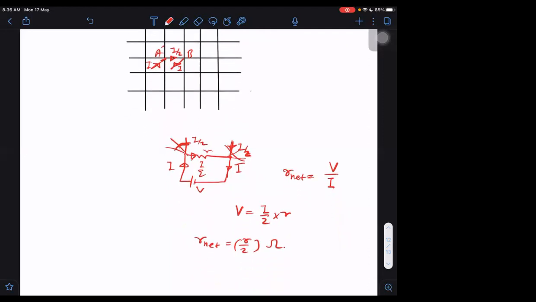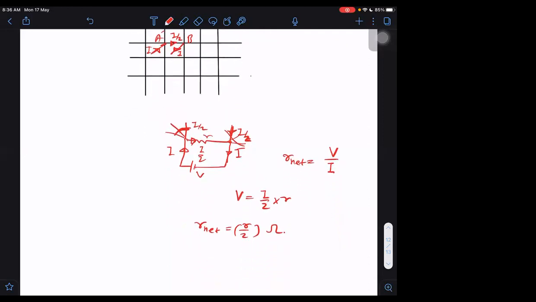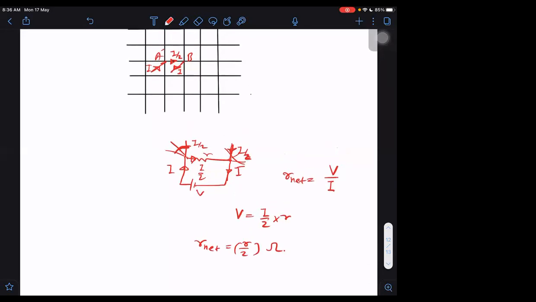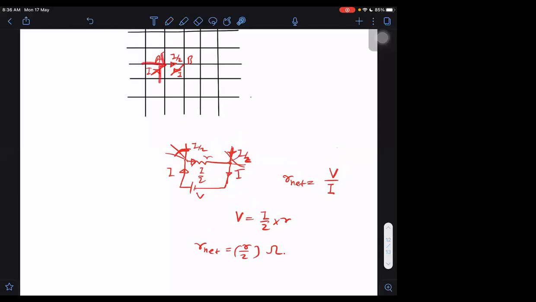Sir, can we say how it distributes in the three branches? I don't know how it distributes in three directions. That is what I'm asking: can we find that also or not? No, we can't find it. We can't find it easily. That is not an easy task.